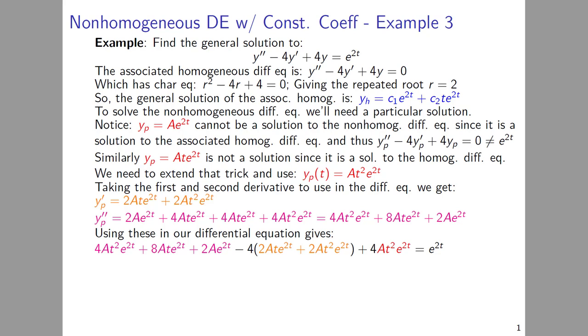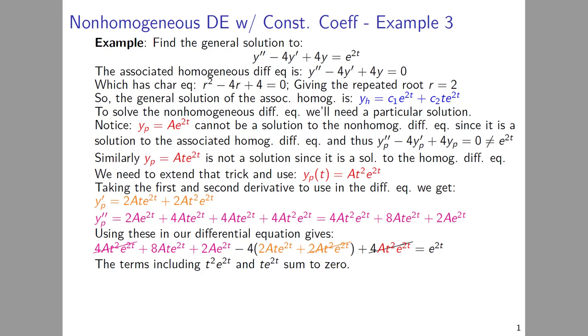But notice here, as in the case when we needed to use the particular solution of t e^(2t), the terms including t^2 e^(2t) and t e^(2t) sum to 0. The coefficient of t^2 e^(2t) is 4a - 8a once we distribute the negative 4, plus 4a, summing to 0 t^2 e^(2t). And the coefficient of t e^(2t) is 8a - 8a, again is 0. So we're left with just the e^(2t) terms.